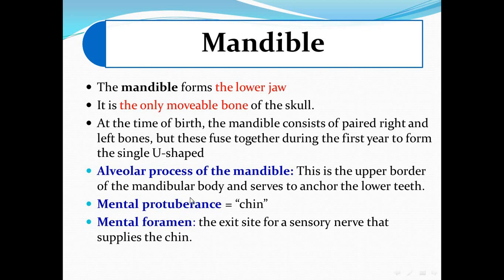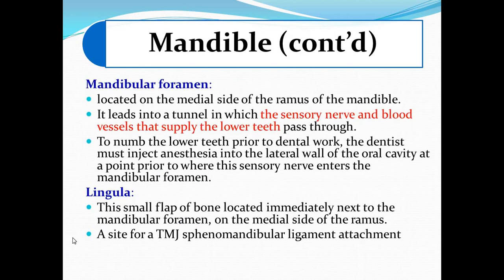A small protuberance is found at the most inferior portion of the mandible, which is called the chin or mental protuberance. The mental foramen is a small foramen that is the exit site for a sensory nerve that supplies the chin. There is also another foramen on the medial side of the mandible. It's called the mandibular foramen.